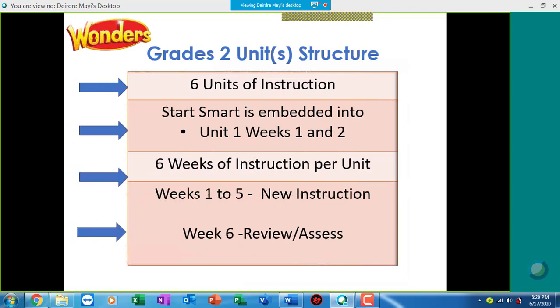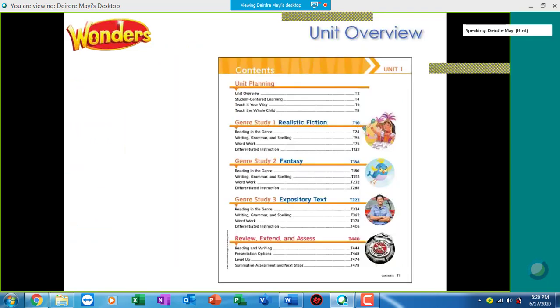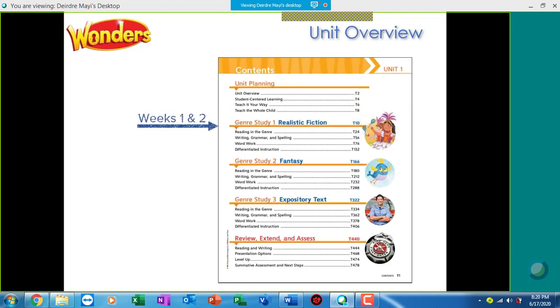So if you were to open up your Teacher's Edition, and look at the unit overview, even the table of contents, if you will, you're going to notice that the weeks are divided up by genre studies. So weeks 1 and 2 will last for 10 days. So you'll essentially spend 10 days in a particular genre.